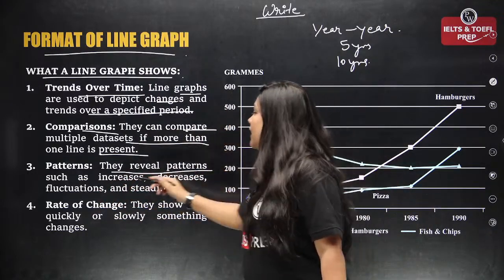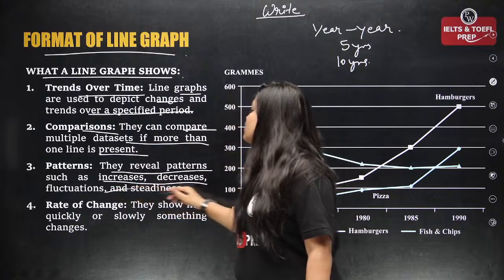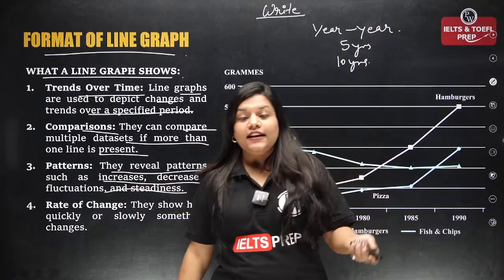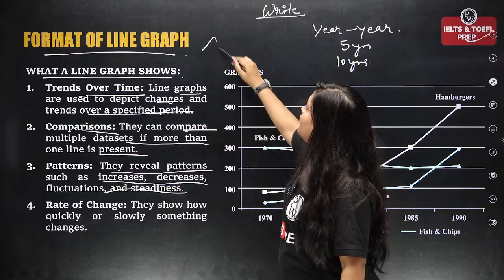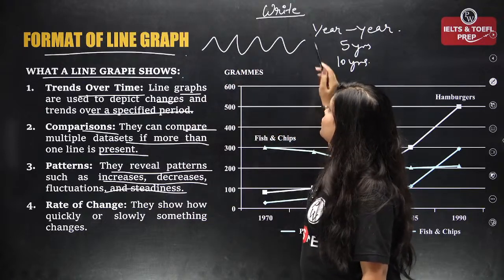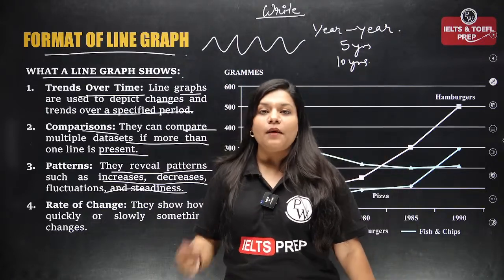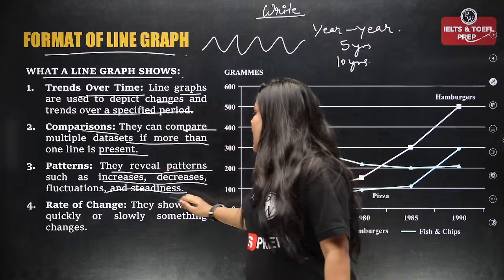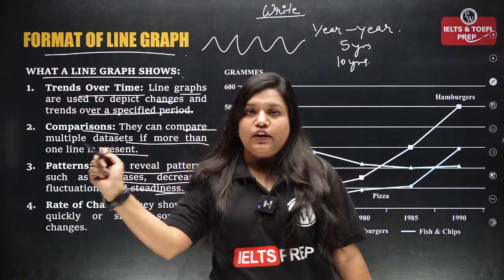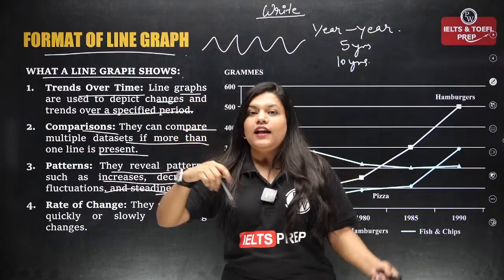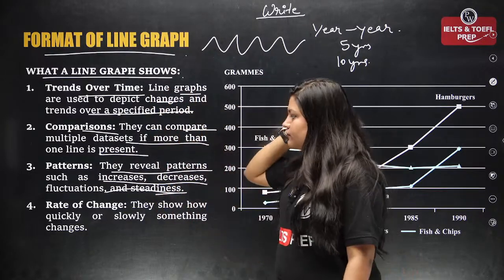Now, patterns. They reveal patterns such as increase, decrease, fluctuation and steadiness. Fluctuation means when the data is very fluctuated in nature, up and down like that. And steadiness. What is meant by steadiness? Steadiness means constant. Whenever the data is constant, even that is also a kind of pattern.